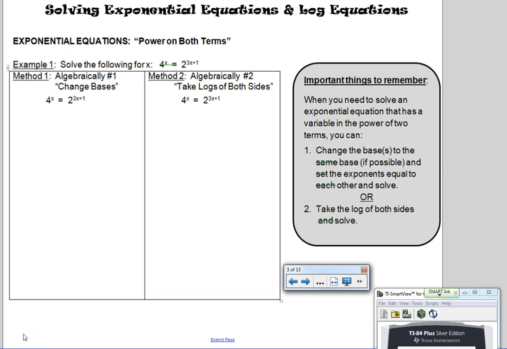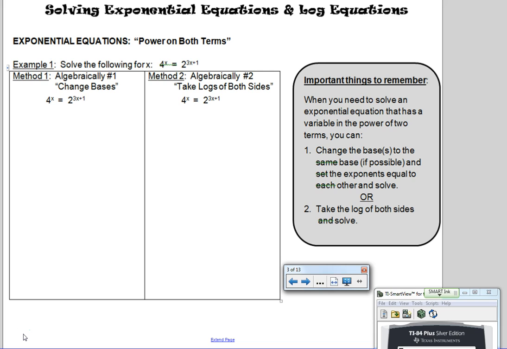Hi, for the last couple of days you've been learning about logs and the laws of logarithms, and now we're going to use those and apply them to solving. There are three types of equations we're going to learn today. Exponential equations we're going to do again. We have done those before, but we're going to now use another method using logs to solve them. And then we're also going to learn how to solve equations with log terms in them.